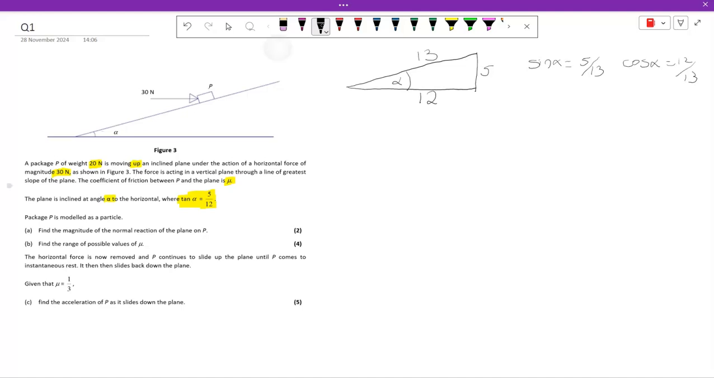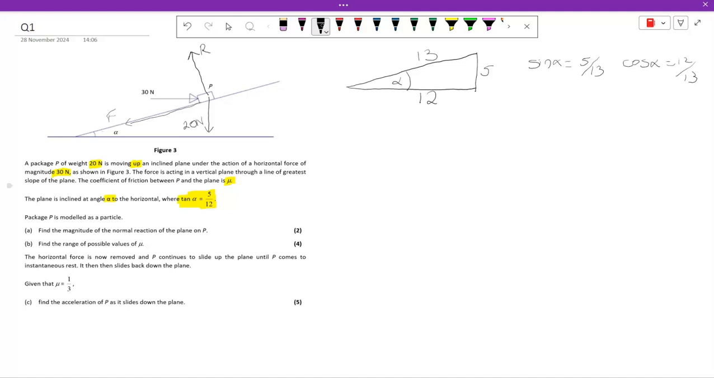Next thing we want to do is draw all our forces. So we've got a reaction force going perpendicular to the plane. It's moving up the plane, so we're going to have friction coming down the plane. And there's F, and it's got a weight of 20 newtons. So that's all my forces on my diagram. And then the question is asking, find the magnitude of the normal reaction.